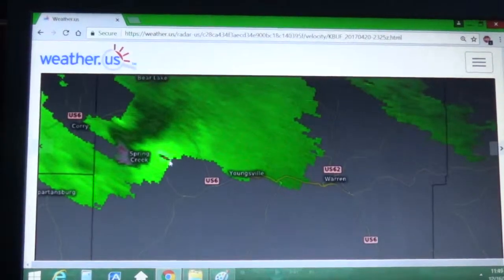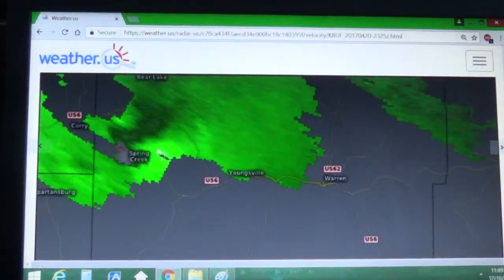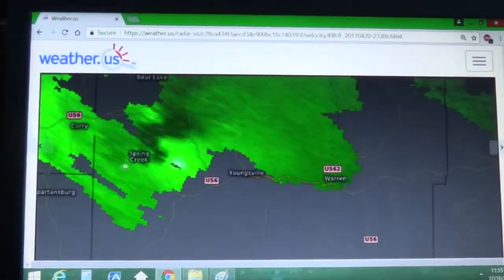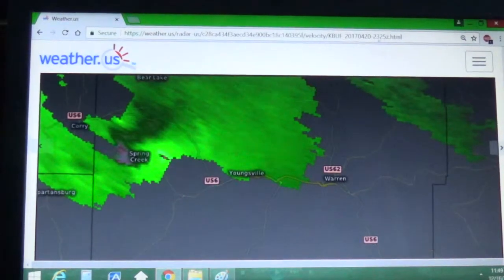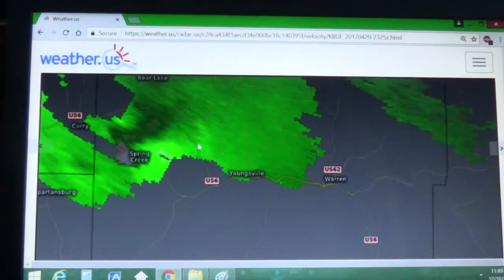Rotation, shear line. You can also have rotations in the shear line. And it's where I'm going to end up. Okay. And this is about 5-minute intervals. This was 7:25 Eastern Daylight Time. And the first image was, I think, like 7:05 Eastern Daylight Time.